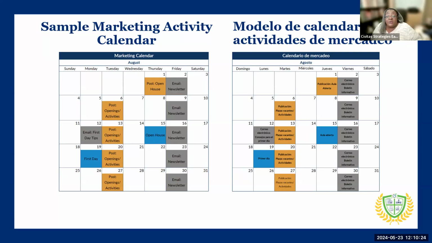Now, by mapping out your marketing activity in a visual format like this, you can stay organized. It ensures that you're consistently working towards your goals, and it's easy to track your progress using these over time. Now, remember to review and adjust your calendar regularly based on your results and any changes in your overall marketing strategy.